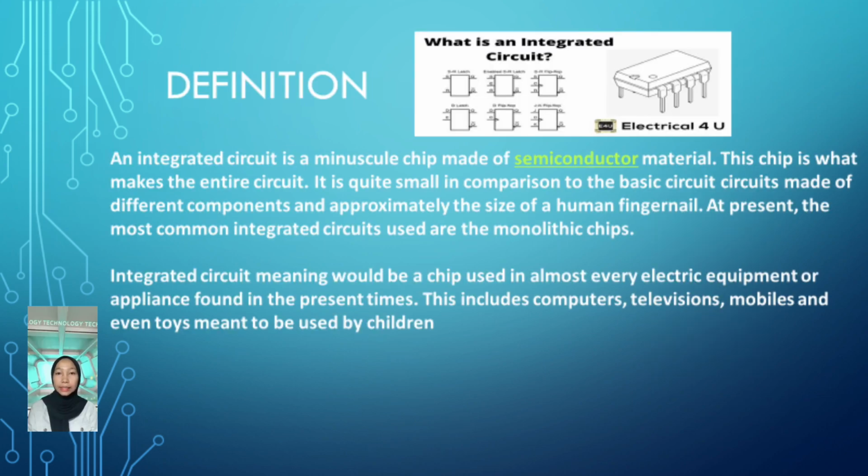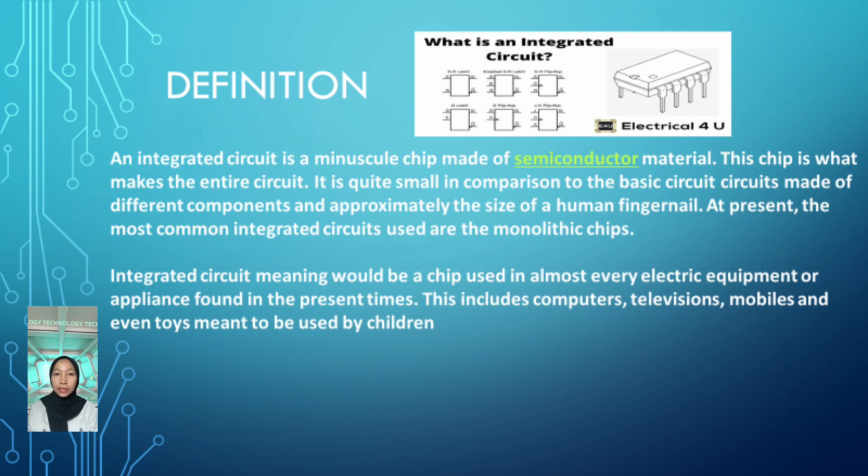Introduction. An integrated circuit is a minuscule chip made of semiconductor material. This chip is what makes the entire circuit. It is quite small in comparison to the basic circuit. Circuits made of different components are approximately the size of a human fingernail.